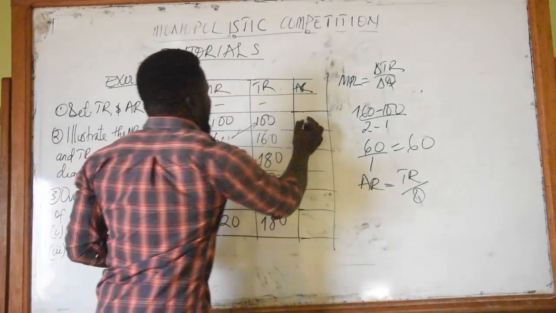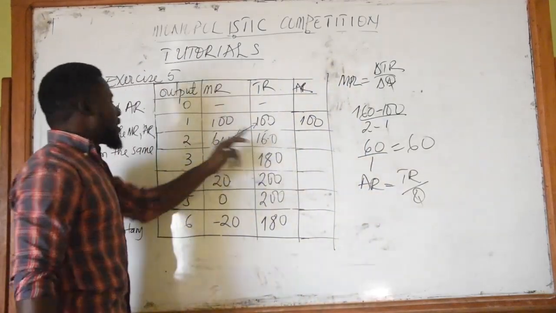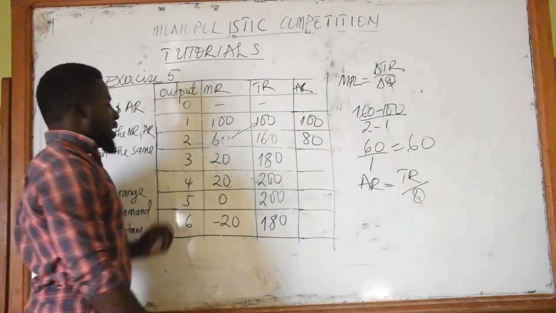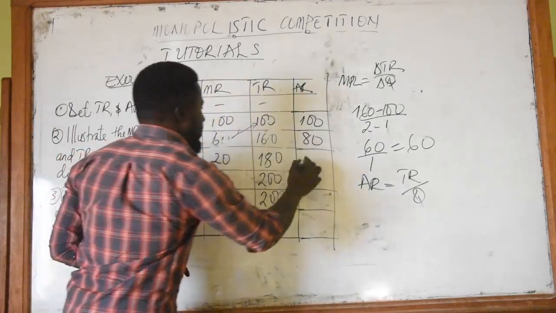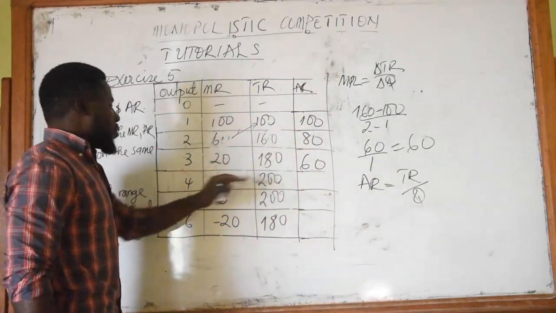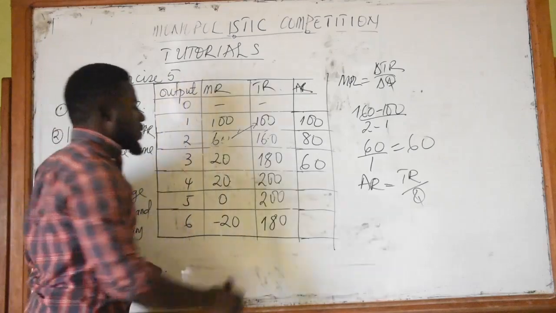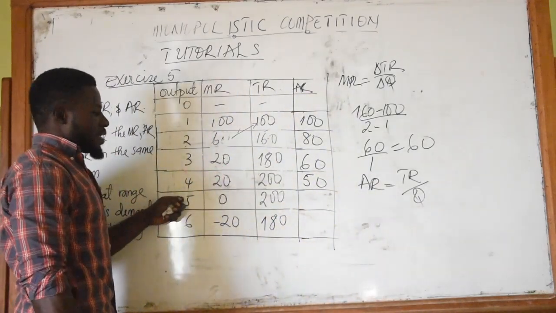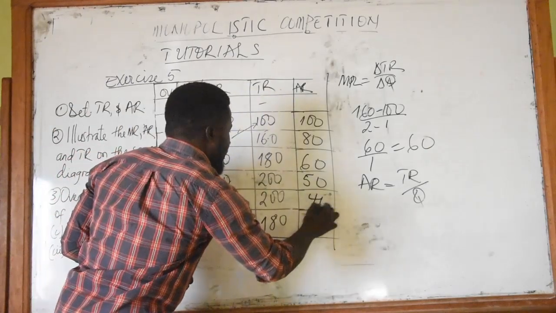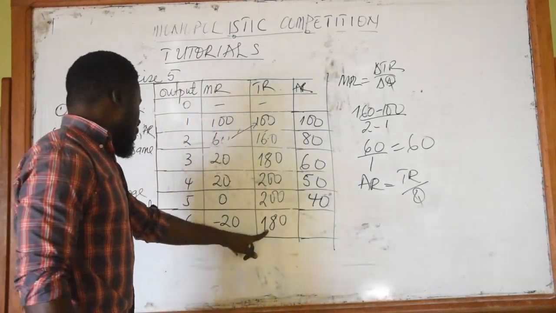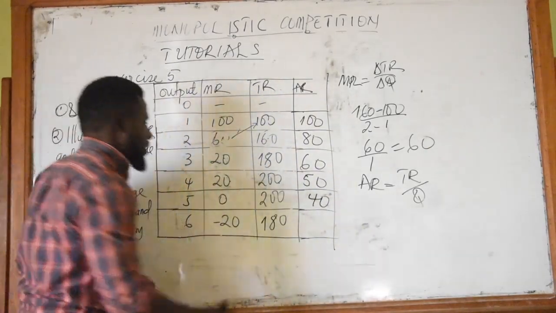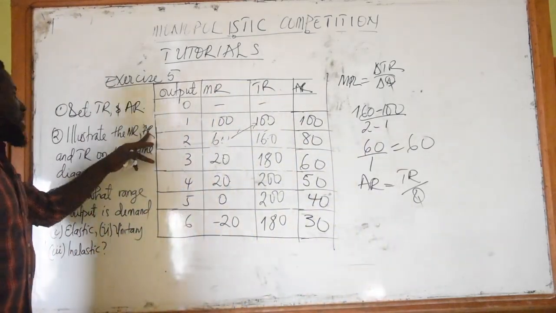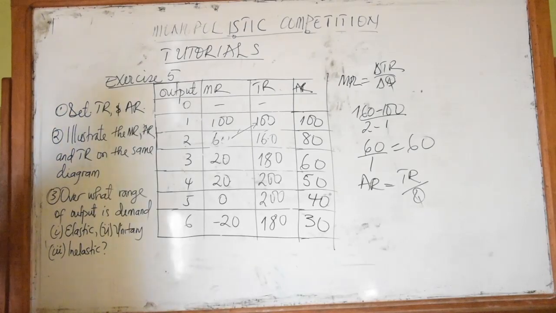100 by 1, we have 100. 160 by 2, it gives us 80. 180 by 3, it gives us 60. 200 divided by 4, we have 50. And then 200 divided by 5, it gives us 40. And then we have 180 divided by 6, it gives us 30. So that is how you determine your average revenue.